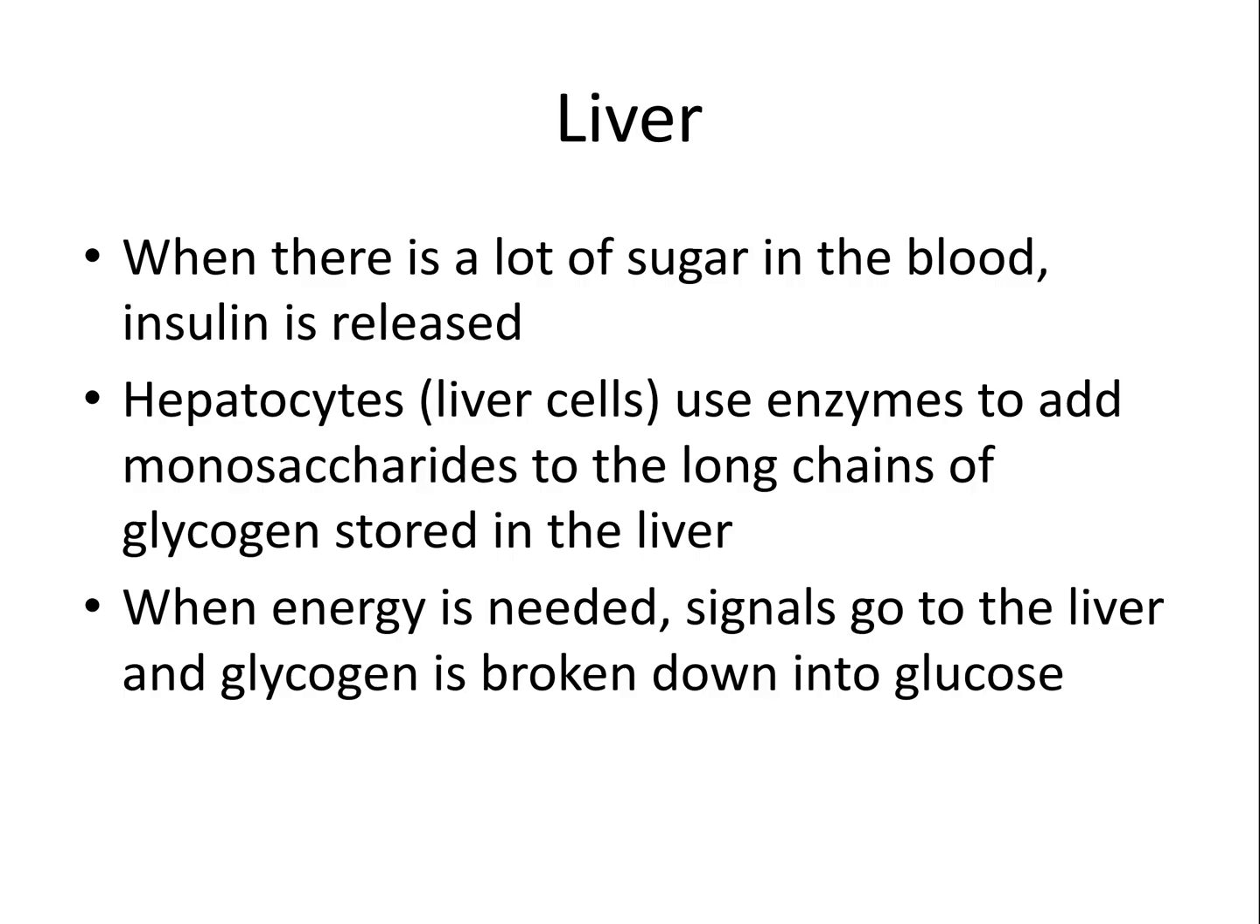So the liver, when there is a lot of sugar in the blood, insulin is going to be released. Okay, so it's triggered that way. Hepatocytes, which are liver cells, will also use enzymes to add monosaccharides to the long chains of glycogen stored in the liver. When energy is then needed, our body will signal to the liver, and glycogen will then be broken down into glucose again so we can use it. So the liver is building up those glycogen chains from what's been absorbed to then be used when we need to make or to use energy. Okay.